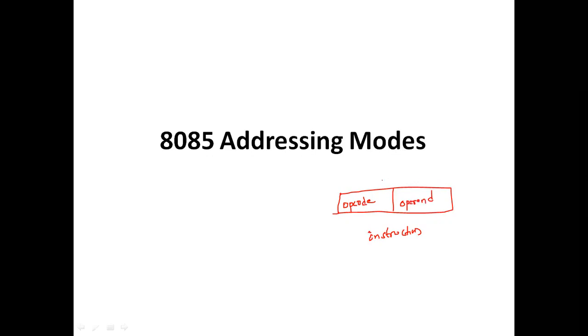As I have said before, the opcode is nothing but addition, subtraction, multiplication and division. Operand is nothing but data. So here, what is an addressing mode in the sense, like how the data is going to be organized, how the data is going to be specified.